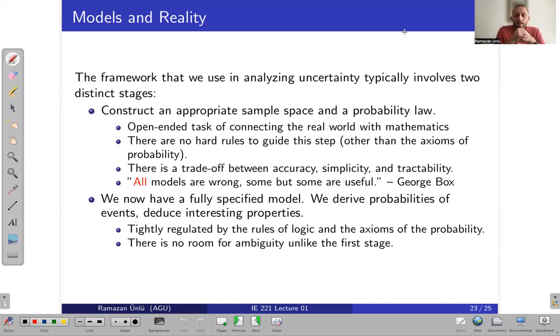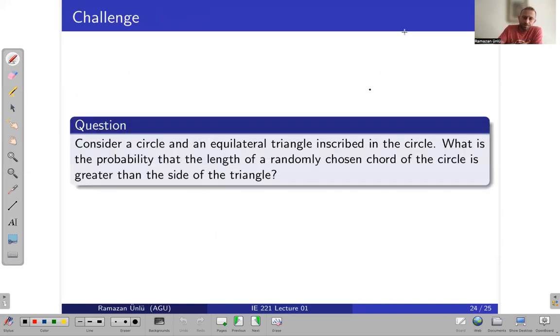That's why in the second stage there is no room for ambiguity, unlike the first stage. In the first stage, as I said, we can choose different models based on our point of view. It can be simpler or more tractable, and you can choose a model even if it's wrong. So based on your way of thinking or your point of view, you can get different solutions, different results.